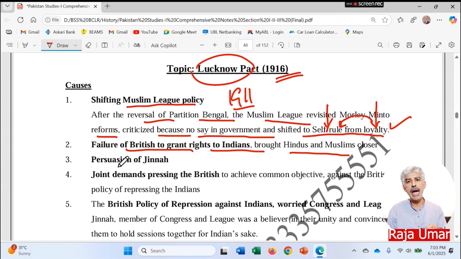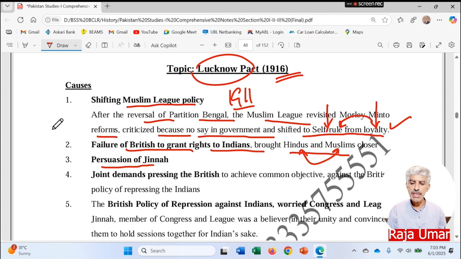Point number two, failure of British to grant rights to the Indians brought Hindus and Muslims closer, as it was perceived that there was no real power given to the Indians in the form of Morley Minto reforms of 1909. They believed that those sugar-coated reforms were nothing to do with them and were not of any benefit to them. So Hindus and Muslims started believing that these reforms were not in their favor, and that's why this factor brought them closer together against the British.